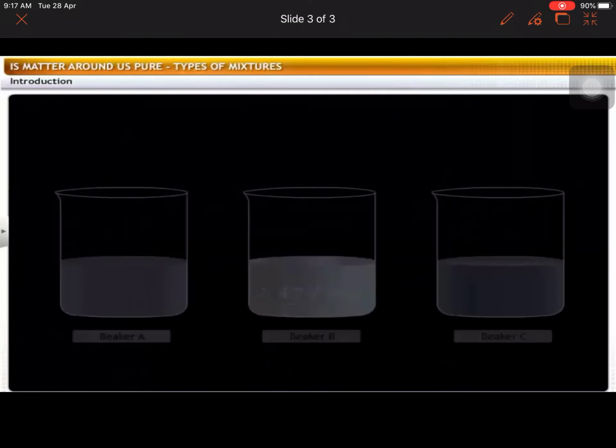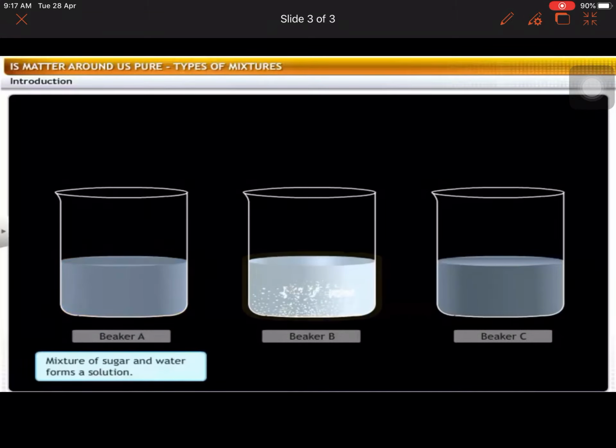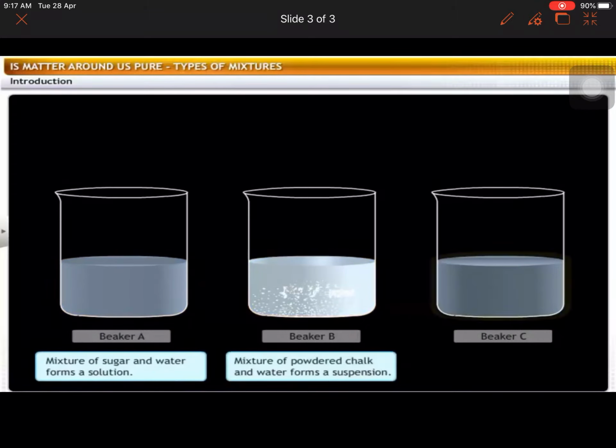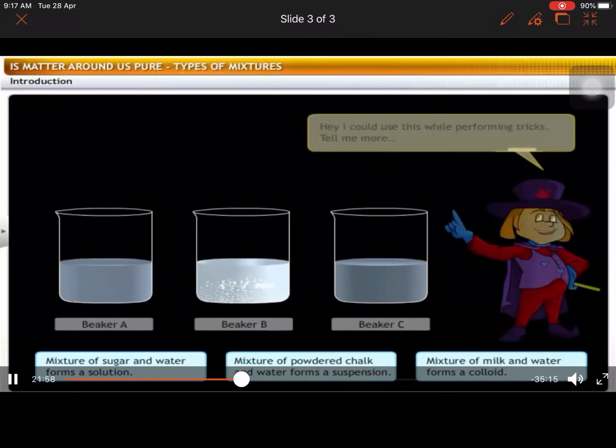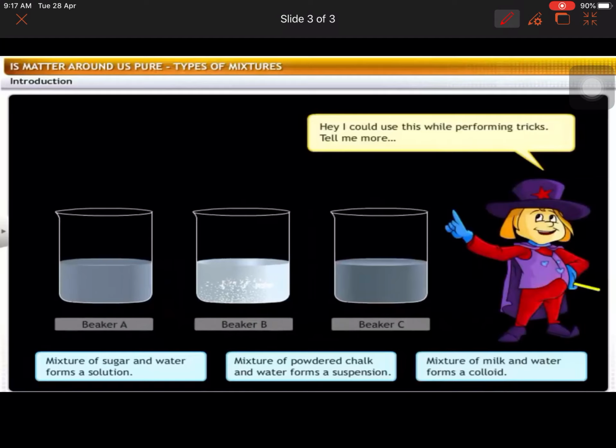The mixtures in the beakers are of three distinct types. The mixture in A is a solution, in B is a suspension, and in C is a colloid. So you have seen three kinds of mixtures here: solution, suspension and colloid. So A was solution, this was suspension. Why suspension? Because the particles you can see easily in this beaker, and this is the colloid, in which you cannot see the particles, but these are less distributed in it, right?